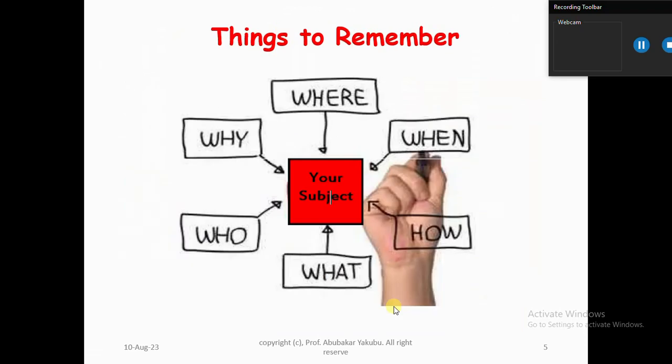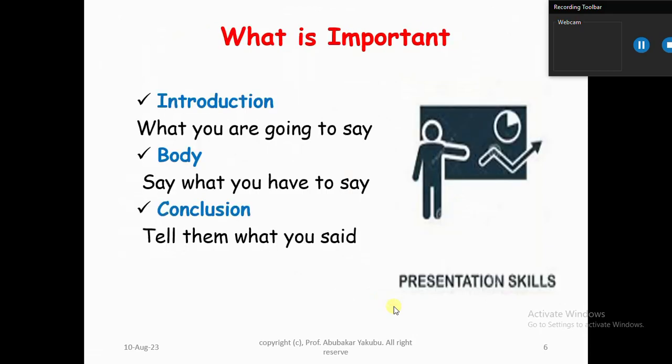Things to remember during your presentation that will get you going and make things very easy for you. About your subject matter, what you want to prepare, you need to know why, where your research was taken, when, how, what, and who. By the time you grasp these things that you're supposed to remember, I believe your presentation will run smoothly as you talk to your audience.